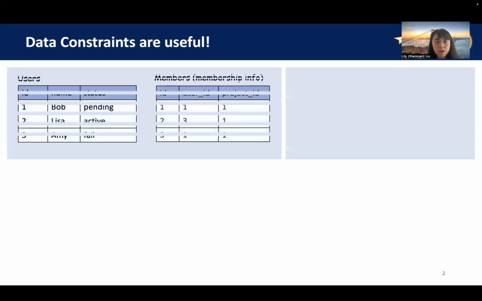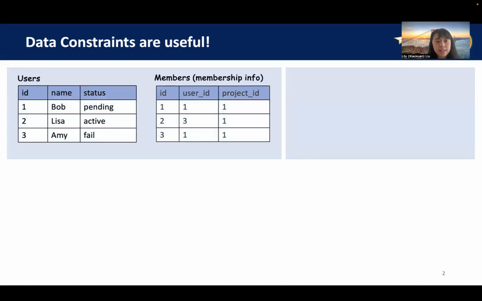As database researchers, we know that data constraints are useful because they define the semantics of the data. And one of the most important applications is query optimization. Let me give you a concrete example.